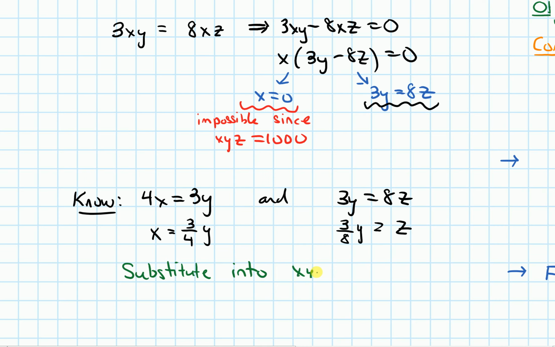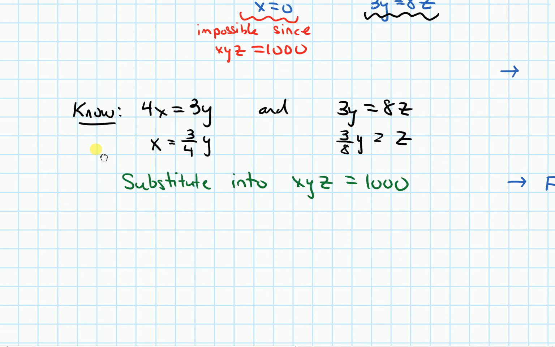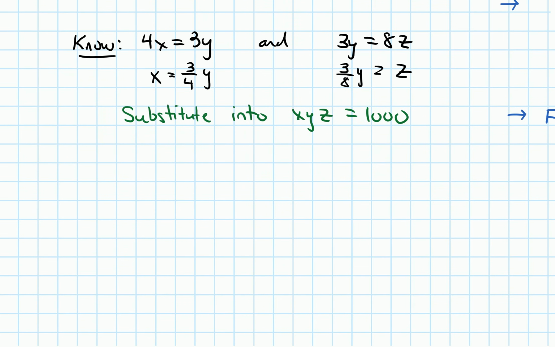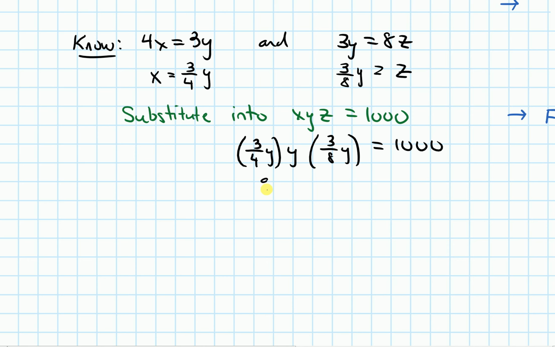X times y times z equals 1,000. Okay, so the nice thing about isolating for x and z in these equations is when I plug these in, my only variable is going to end up being y, and that is great for us. So if I plug in the x and the z, we get x is 3/4 y times the y, and z is 3/8 y equals 1,000. So 3/4 times 3/8 gives me 9/32. And then we get y cubed equals 1,000.